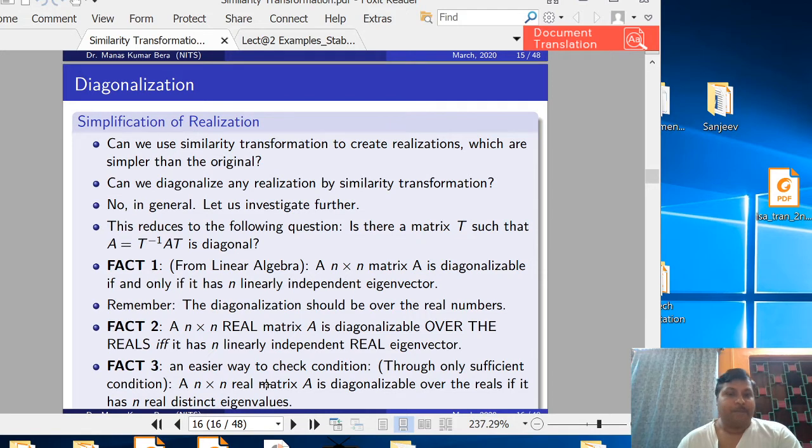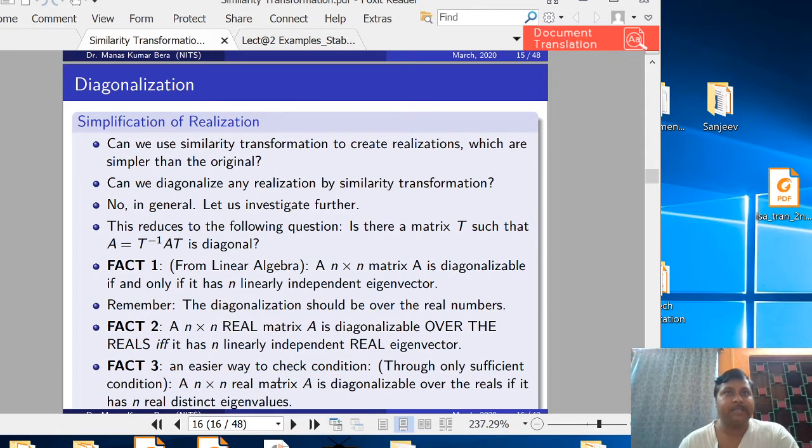The answer is, when you find that n real distinct eigenvalues are there, then the A matrix is diagonalizable over the reals, meaning all the elements of the A matrix are real. But in general, an A matrix is diagonalizable if it has n linearly independent eigenvectors. So if a matrix is given to you in your exam and it is asked whether it is diagonalizable or not, you can assume that we are talking about diagonalization over the reals.